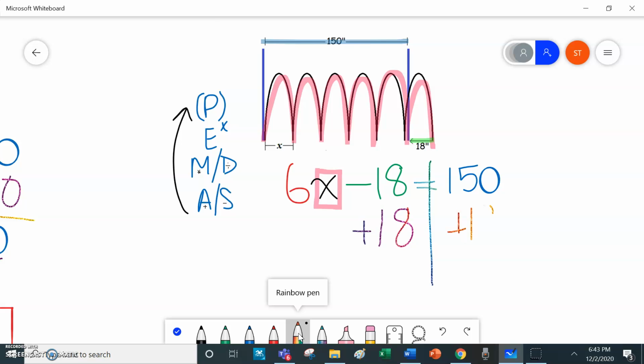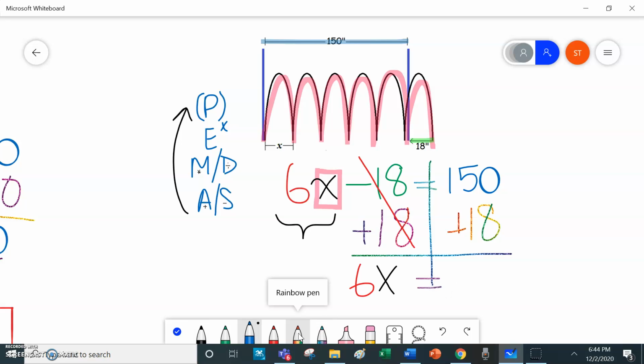And I remember that whatever I do to one side, I do to the other side of the equation, which is down the middle of the equal sign. That balances it out. Now, 18 and negative 18, they cancel out to make 0. I don't need them anymore. I bring down my 6x to the next level. And then I think 150 plus 18, that is 168.